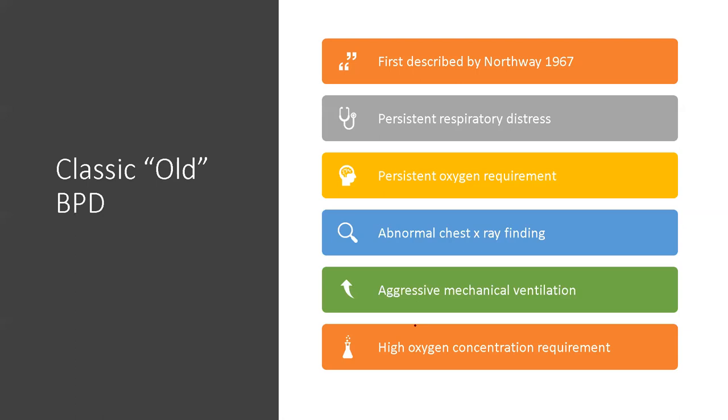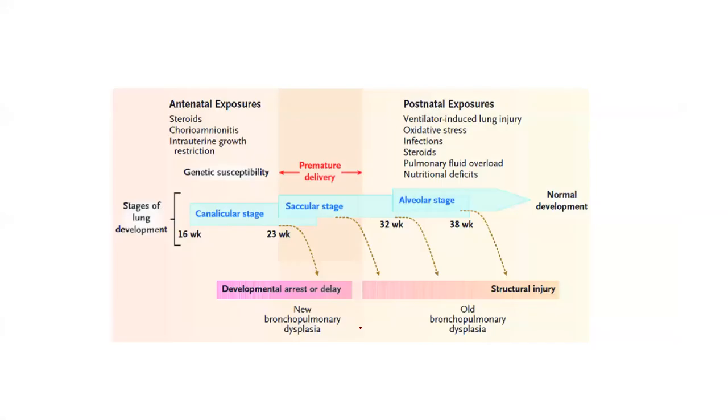So bronchopulmonary dysplasia was first described by Northway in 1967. What he discovered: babies born premature, usually older than 32 weeks at the time, with severe respiratory symptoms, requiring higher oxygen. They have an abnormal, ugly-looking X-ray, and usually they remain a long time on mechanical ventilation. And that's the typical feature of the RDS, of bronchopulmonary dysplasia.